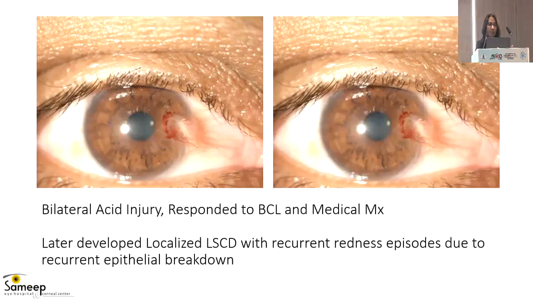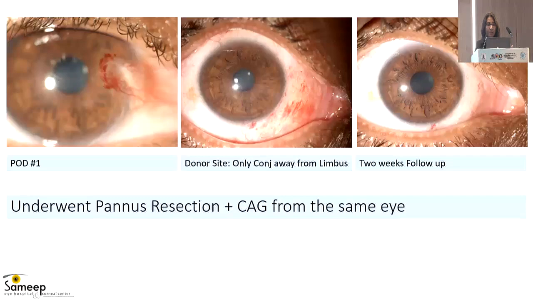So this is another case with a bilateral acid injury, which responded to BCL and medical management initially, but later developed localized LSCD. As you can see here, recurrent redness episodes, and he needed a conjunctival autograft, and I did not do a SLET here. You can see that he underwent a pannus resection and conjunctival autograft from the same eye, and he did very well.